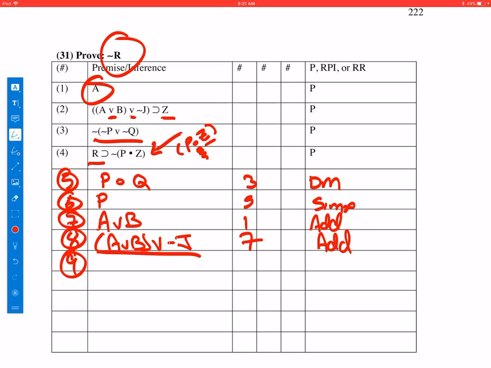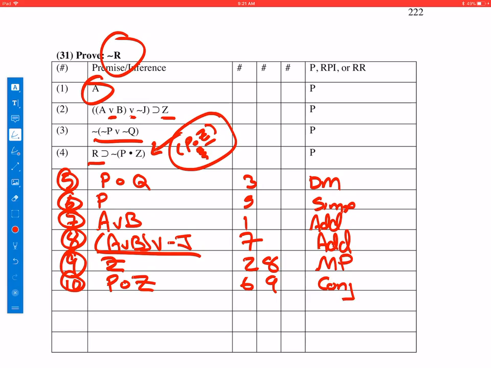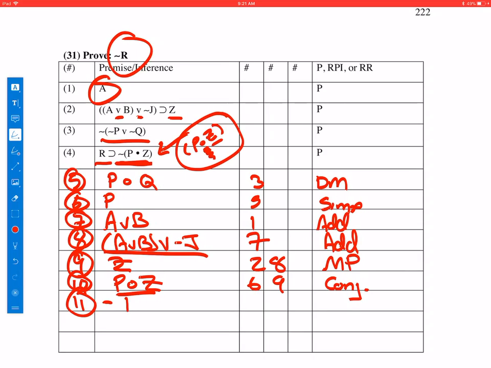And now this is the antecedent for line 2, so we can do a modus ponens 2 and 8 and get Z, 2, 8 modus ponens. So now we have those two parts we were talking about, the P and the Z. Let's put them together. P and Z, 6 and 9 conjunction. And this, line 10, is the opposite of the consequent in line 4. So we can do a modus tollens and get our not R.